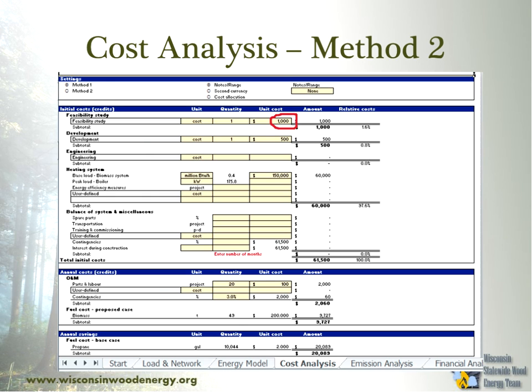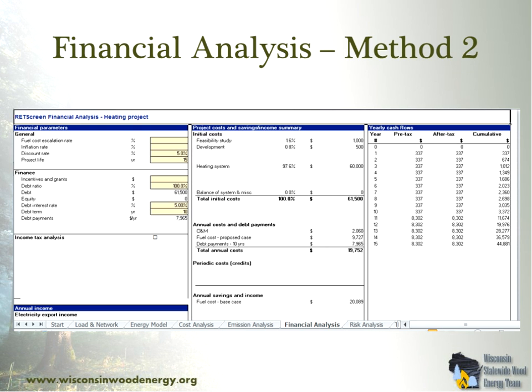Then the next screen does a financial analysis. And you've got some inflation costs you can put in here. Debt ratio, so I've got this at 100% financed. Your interest rate. You can put in some other costs here. I've got some maintenance costs, $2,000 maintenance cost. And it goes through. And one thing, it does give you a little graph here to kind of show you what's going on.